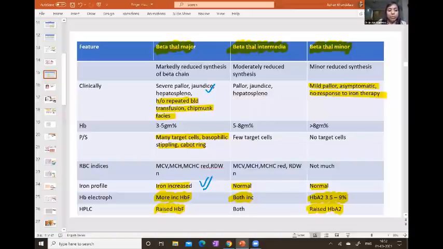So when I do electrophoresis or HPLC, this is a very important take-home point because this is asked in a lot of MCQs. That is, in beta thalassemia major, there is increased level of fetal hemoglobin, whereas in beta thalassemia minor, also called trait, there is raised HbA2 level, correct? So raised HbA2 in minor and raised fetal hemoglobin in thal major, a very important take-home point, correct?